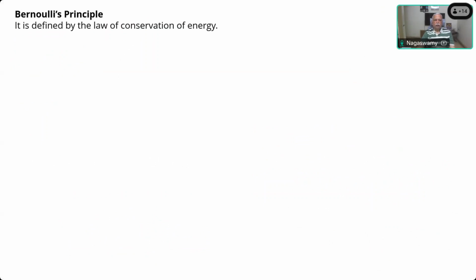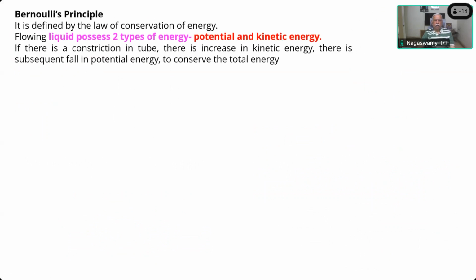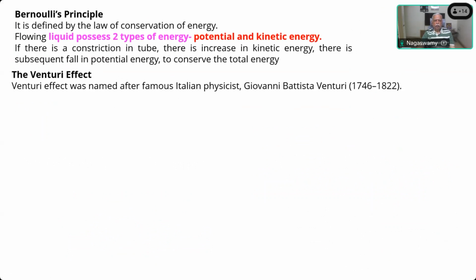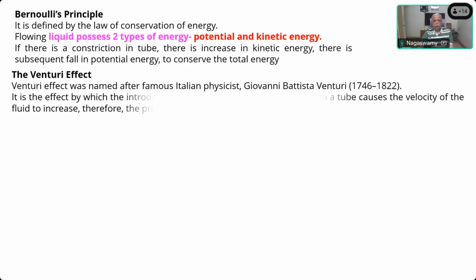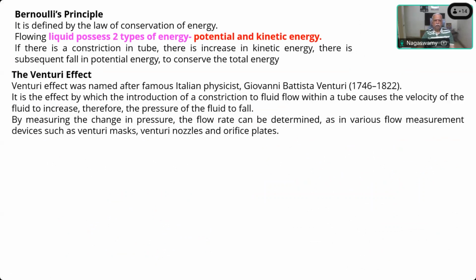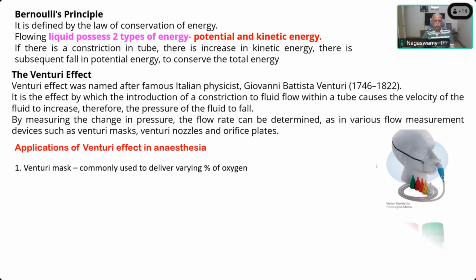And again, it's the law of conservation of energy. Flowing liquid possesses two types of energy, potential and kinetic. When there's a constriction in the tube, there is an increase in kinetic energy and a fall in potential energy. And that is what was described. Venturi made use of this principle by creating a hole at the constricted portion so that it can cause entrainment. And the applications are, first and foremost, the Venturi mask.